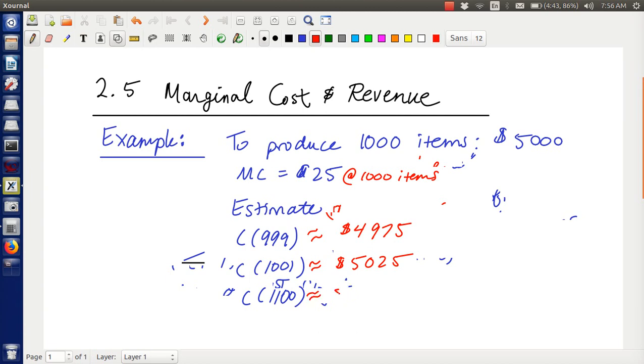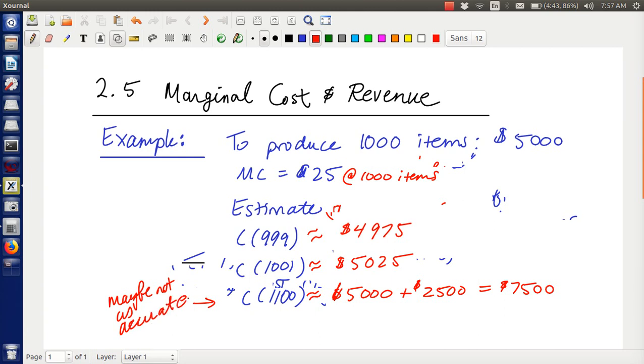Now the question is, what if we want to produce 100 extra items? We're going to have the $5,000 already, plus 100 of those marginal costs, and $7,500 is our answer. But this is maybe not as accurate. You have to be really aware of the situation you're working in, because it seems kind of suspicious that you're going to raise your production by a whole 10% and still be on that same curve. Well, maybe you are, but if you know enough about your industry, maybe that's a perfectly reasonable assumption.